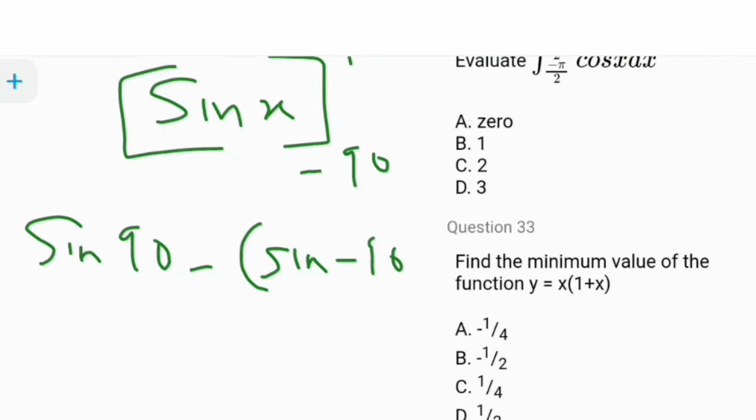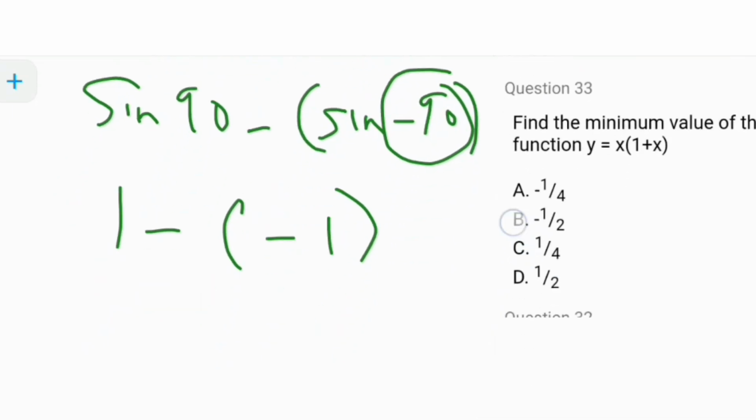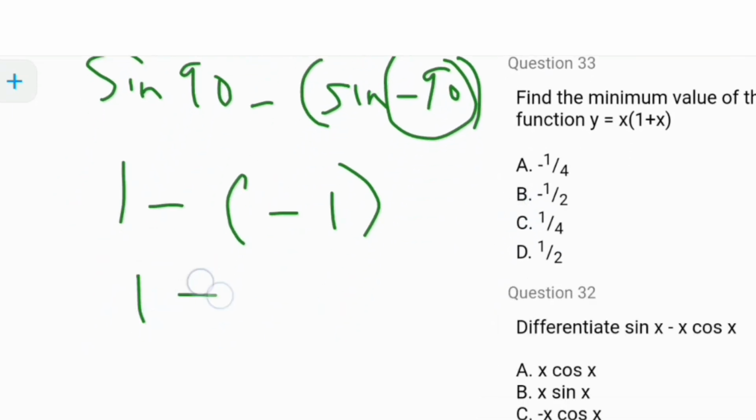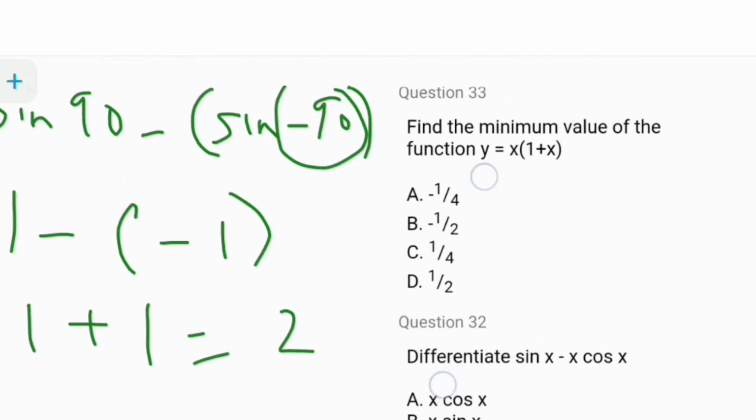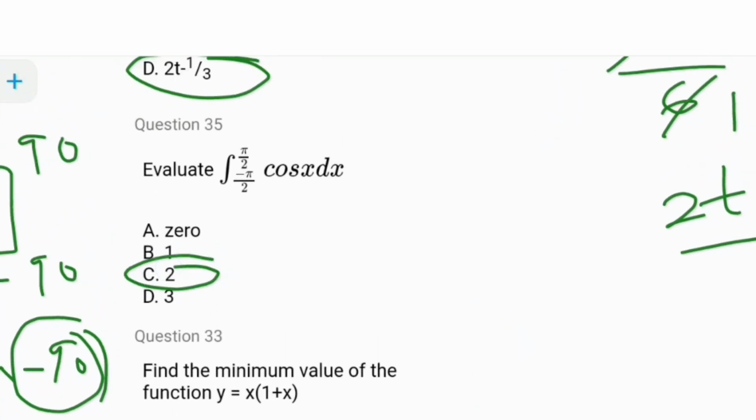If you continue from here, you will get sine of 90 is 1. That will be 1 minus. Then sine of minus 90 is minus 1. Take note of that. Sine of minus 90 will give you minus 1. So this will be 1 minus, then minus 1. At the end of the day, when you open the bracket, you're going to get 1 plus 1, which is 2. So this integral will give you 2 as the answer.